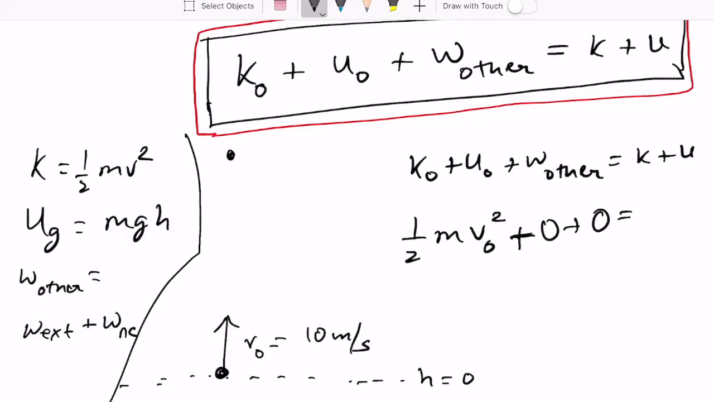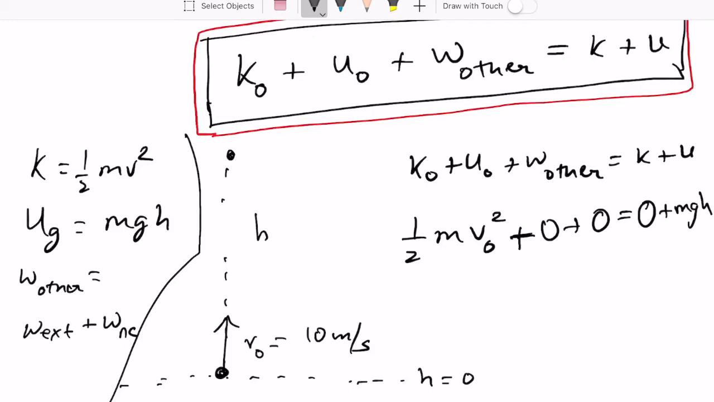So the final position is the top position. At the top position, what is the final kinetic energy of the object? Since it's at the top, it comes to a rest, so its kinetic energy is going to be 0. What is its potential energy? Its potential energy would be mgh. So let's put that down. And h obviously is the height that it rises up to.